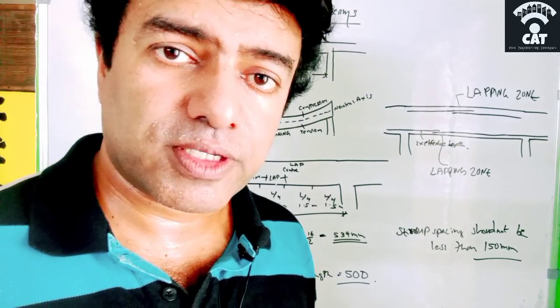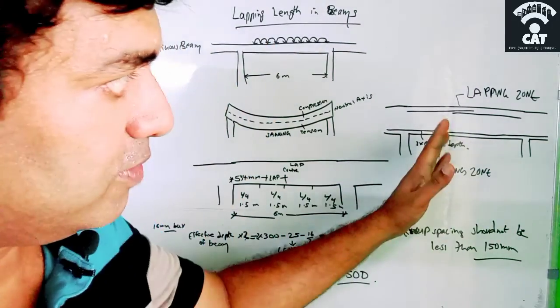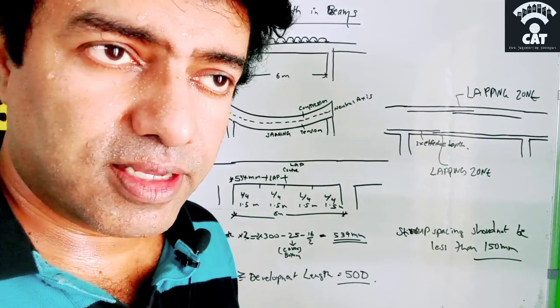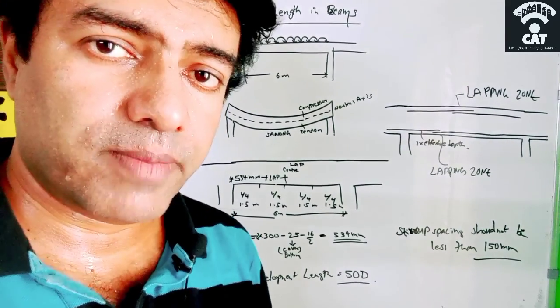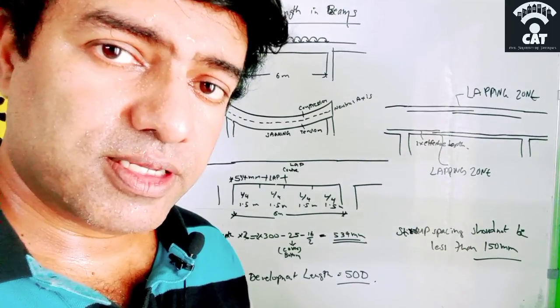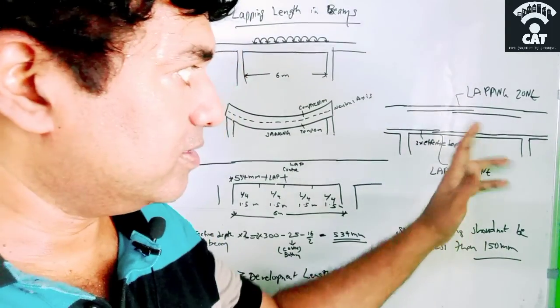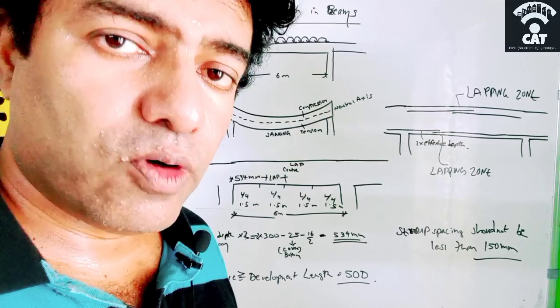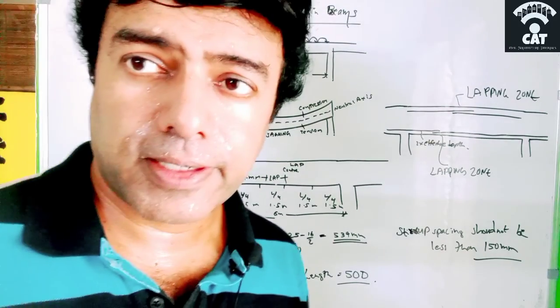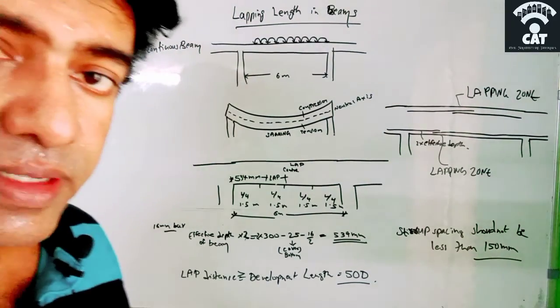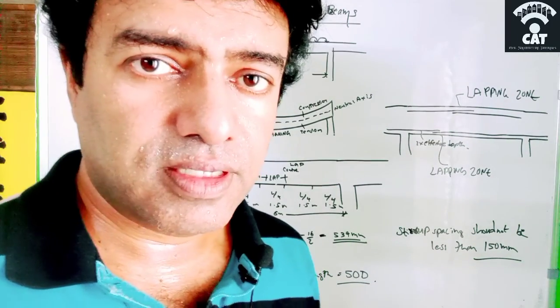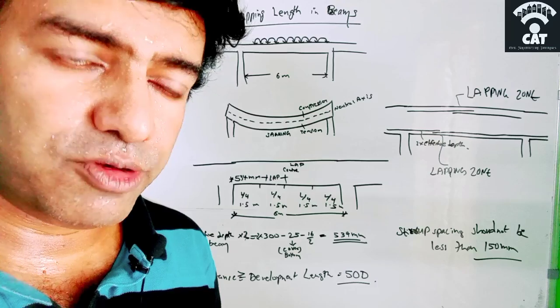And one more thing to remember is that the stirrups we have to give in these lapping zones should not be more than 150 mm. Okay, 150 mm should be the maximum stirrup spacing that we have to give in these lapping zones. It should not be more than 150 mm. So I think by today's video you understand the lapping zones, the lapping length and the stirrup spacing that we have to give in a beam.